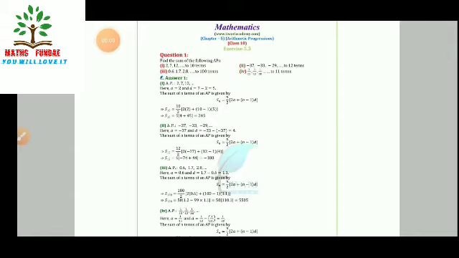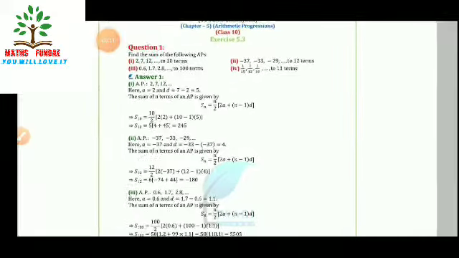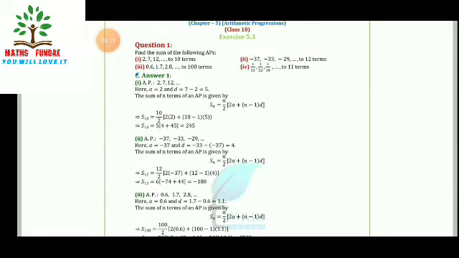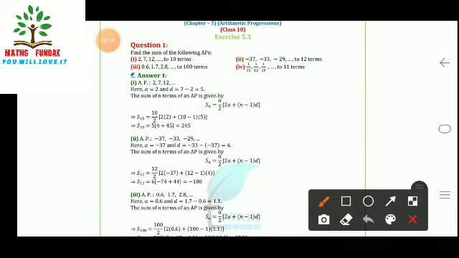So in question number 1, it is: find the sum of the following APs. Like the first part is given 2, 7, 12 up to 10 terms, we have to find. So here it is given that the AP is 2, 7, 12. So here a is equal to 2, d is equal to 7 minus 2, that is 5.